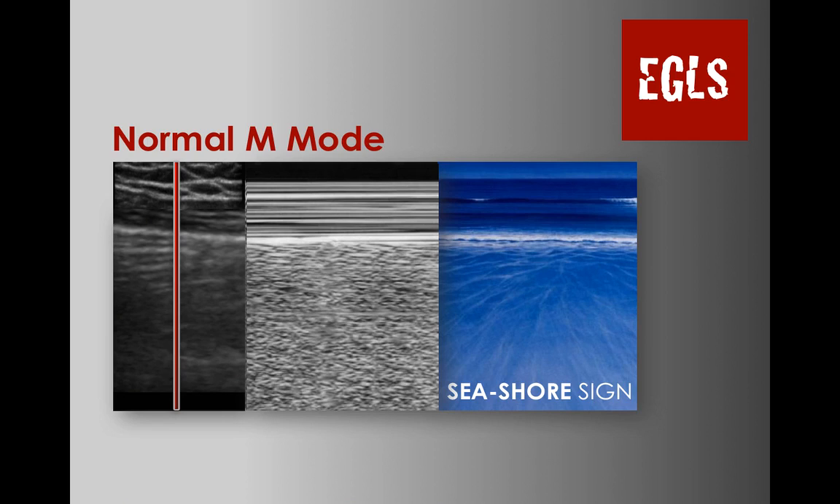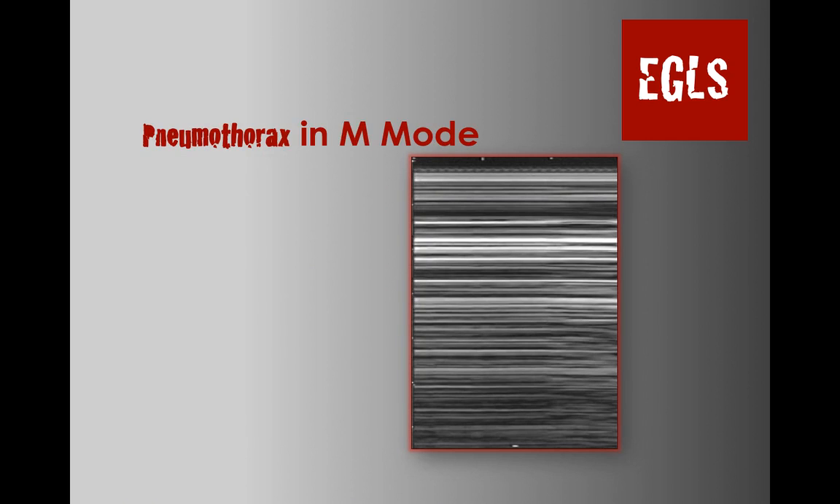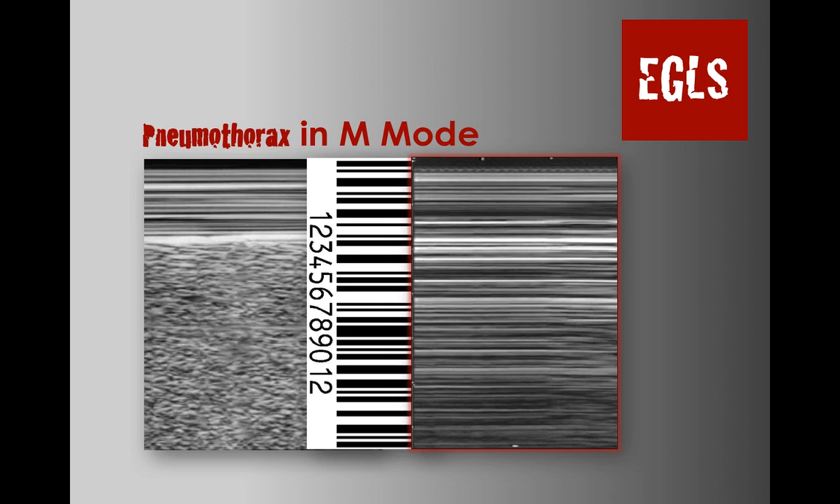M mode is really useful for less experienced clinicians or difficult patients because there's a sharp contrast between normal lung sliding and abolished lung sliding. Indeed, the pneumothorax looks like a barcode. You only see these horizontal lines, so it's very different from what we normally see from the normal seashore. So pretty much, this is just another way to illustrate the same phenomenon.